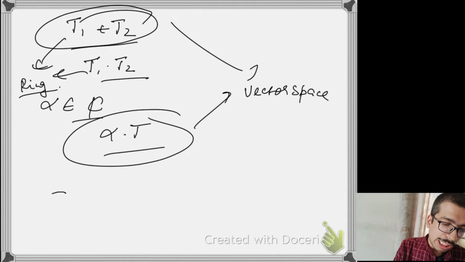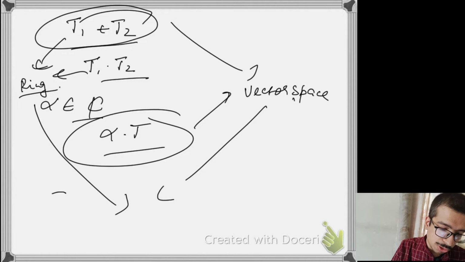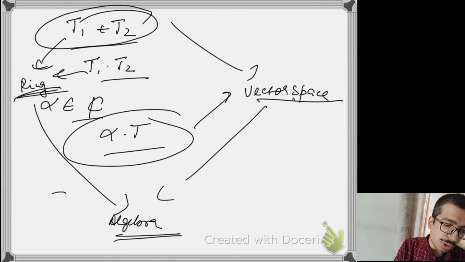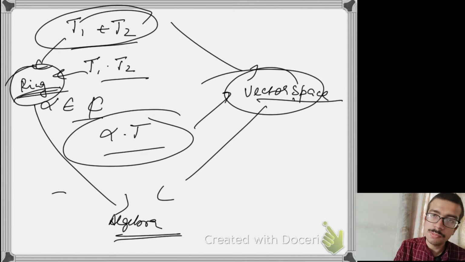So it's essentially a ring and a vector space, and if you have a structure which is a ring and a vector space together, then the structure is called an algebra. And note that when I say that it's a ring and a vector space, both the addition operation of the ring and vector space should be common. I can't have a separate addition for the vector space and a separate addition for the ring.